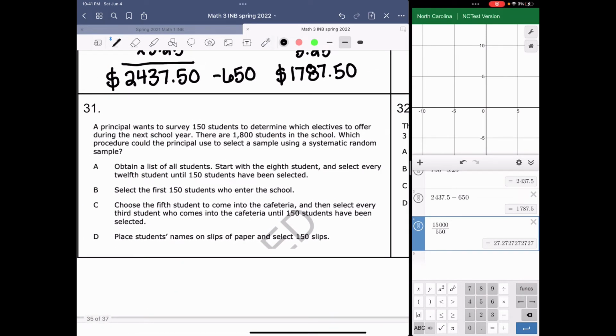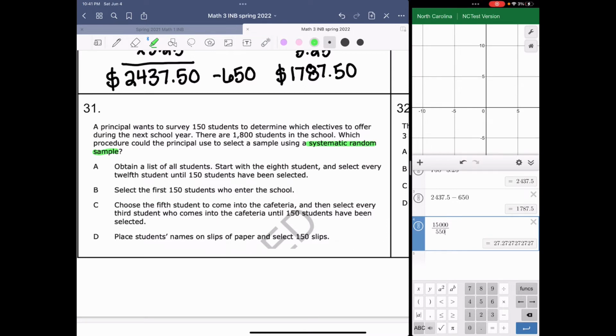All right, number 31. It says a principal wants to survey 150 students to determine which electives to offer during the next school year. There are 1,800 students in the school. Which procedure could the principal use to select a sample using a systematic random sample? So random sample means that anybody has the same probability of being picked. So we still want that same thing.